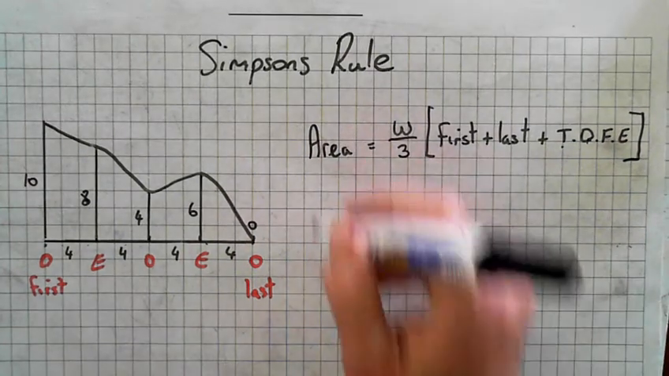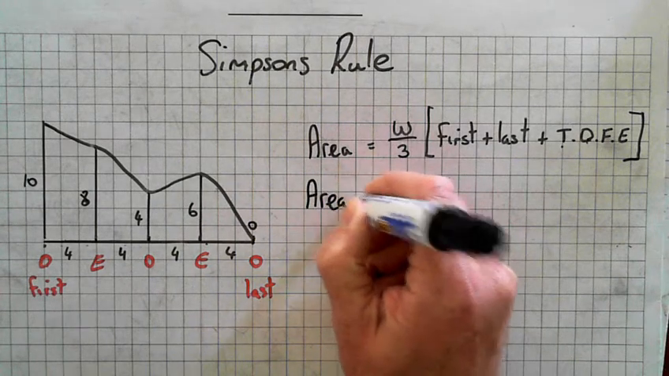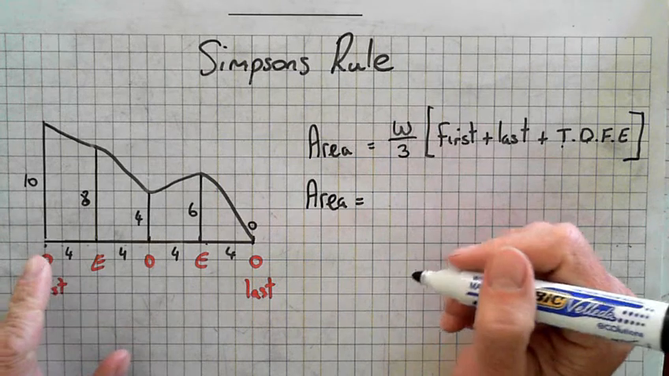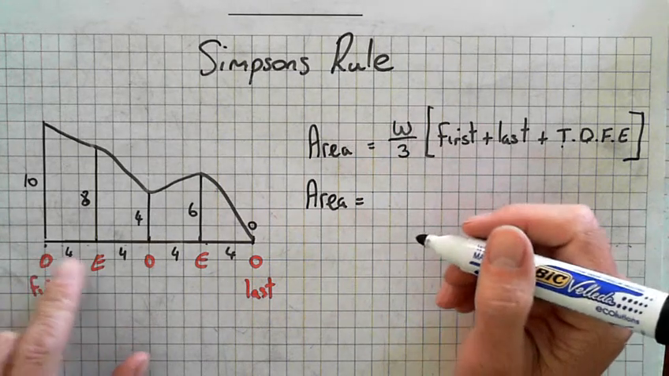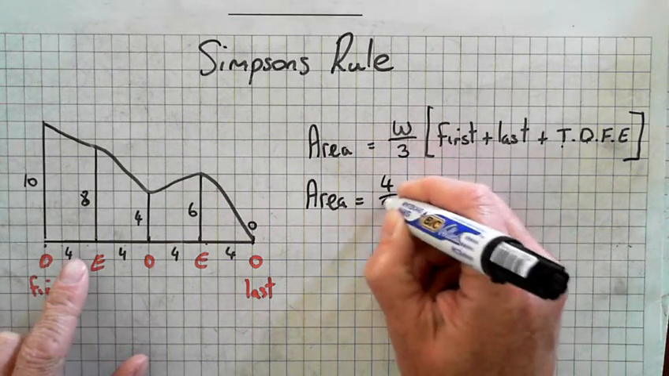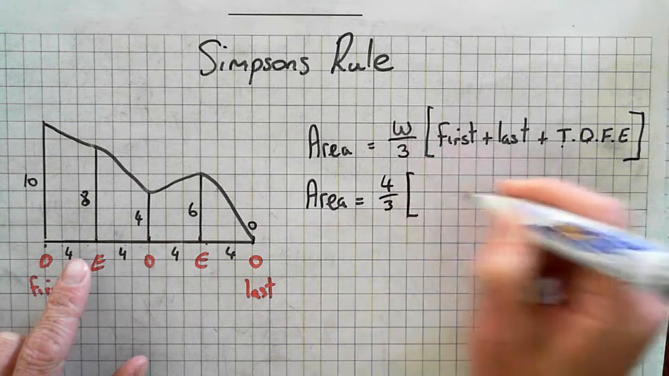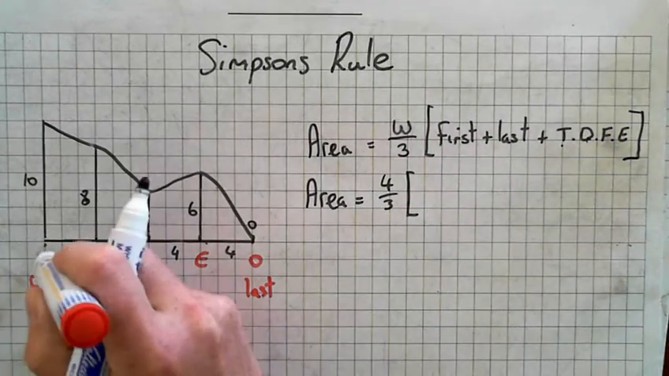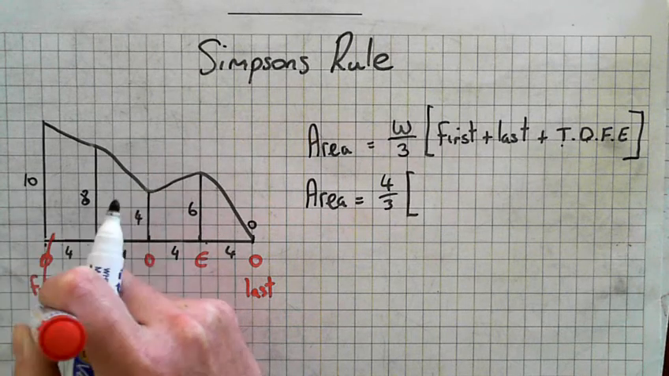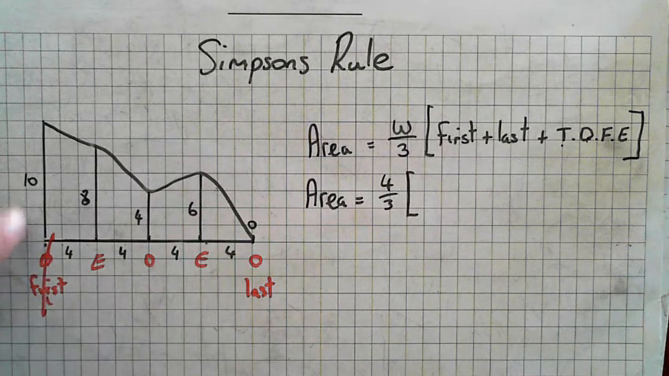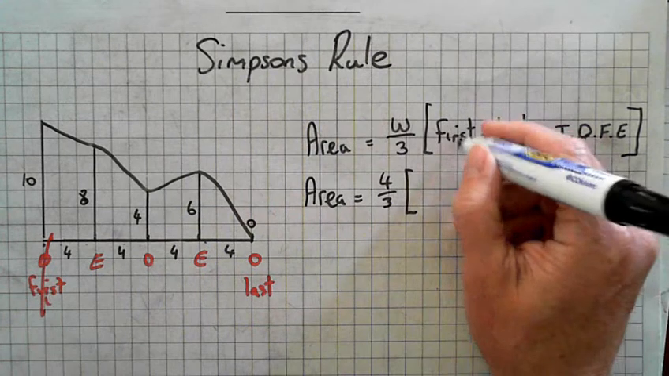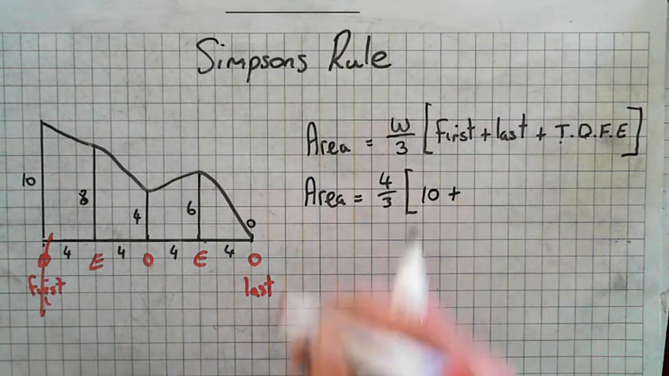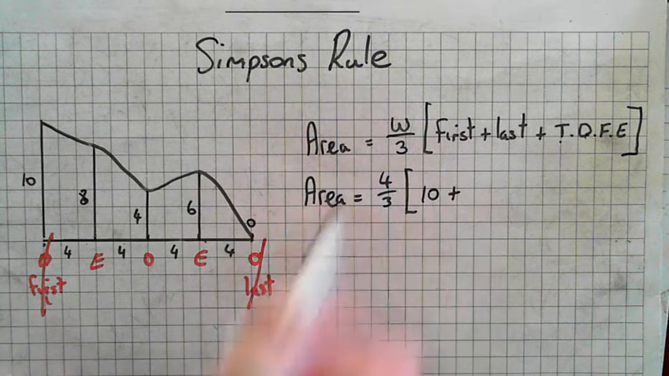Right, so the first thing we do is start off with W. W is the width here, the width of 4, so it's 4 over 3 bracket. Now the first one is over here. First is here, so mark that off. Write down 10. First is 10. Plus the last. This is the last one. The height is 0.